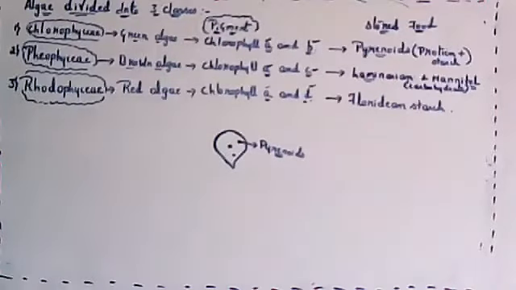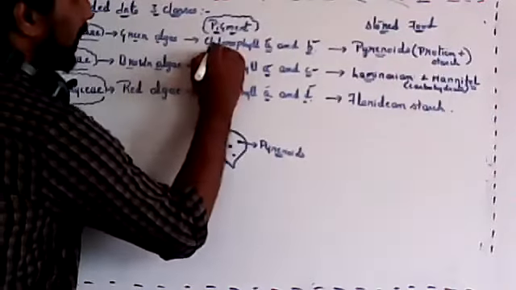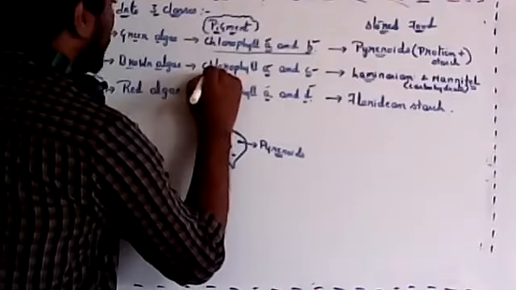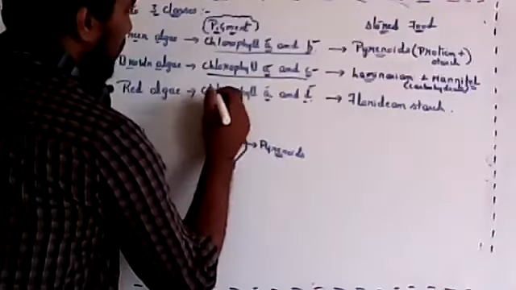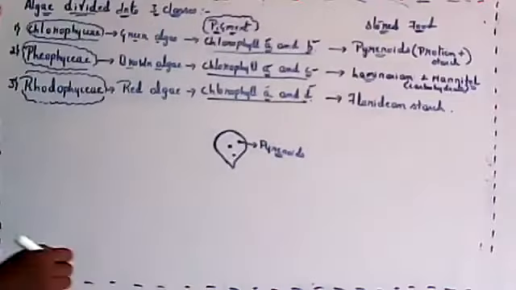Also remember the pigments. In green, chlorophyll A and B. Then in brown, chlorophyll A and C. Then in red, chlorophyll A and D.